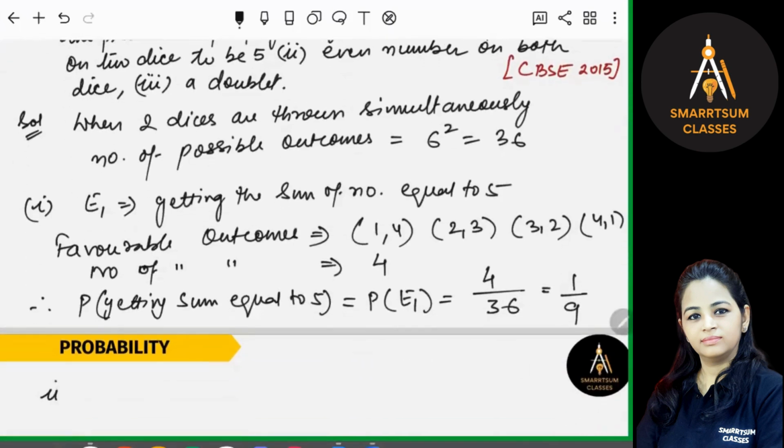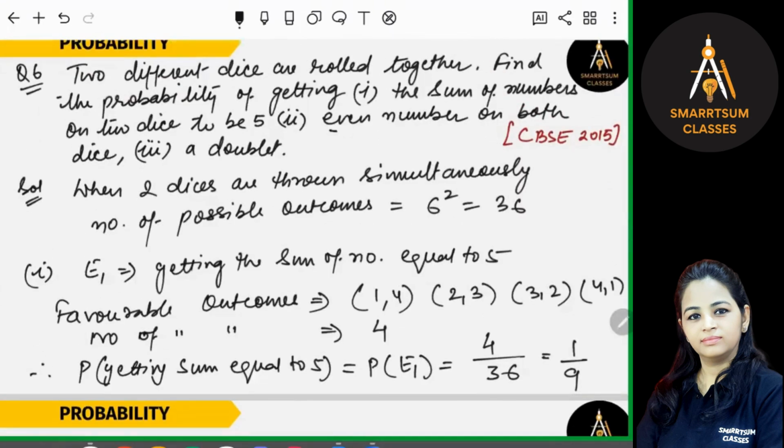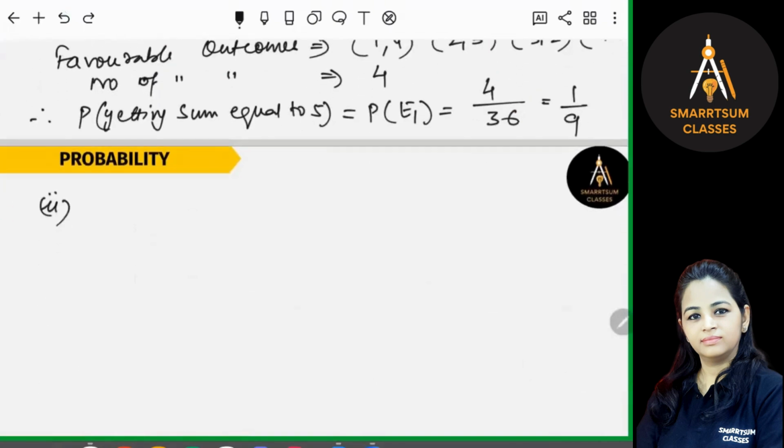Now, in the second part, what do we have to find? Look here: even number on both the dice. Means on both the dice you are getting an even number, right? So again, we will first write down our event. Suppose E2 is our event, and the event is getting even numbers on both dice. This is our event. Now, what are the favorable outcomes for this event?